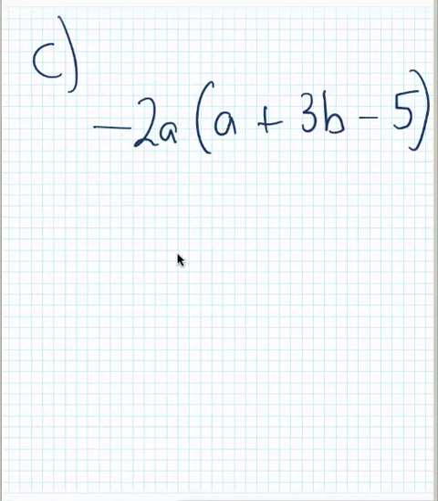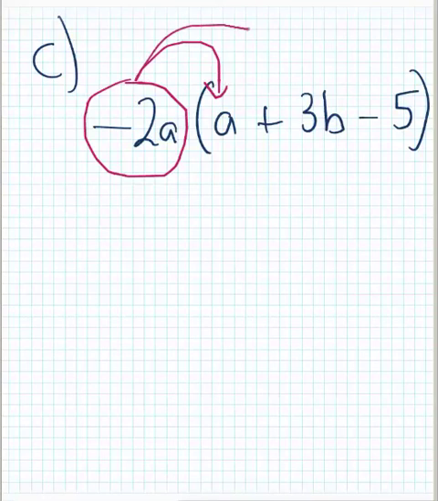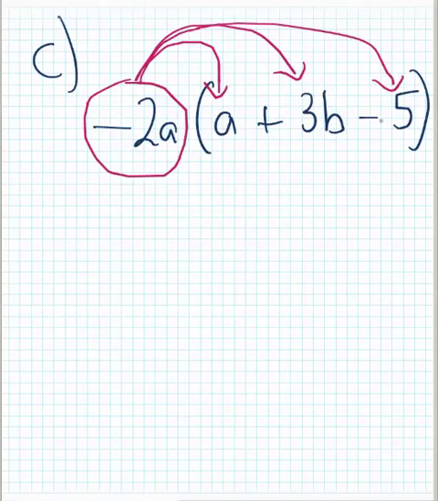Now with this last question, it is more of a challenge question, but it's actually quite easy. So let's do it. Out here, you notice we have a minus 2A. I'm going to circle it because we have to remember there's a negative here. We're going to get minus 2A times the A, minus 2A times the 3B, which is positive, and minus 2A times that negative 5 there, or the 5.